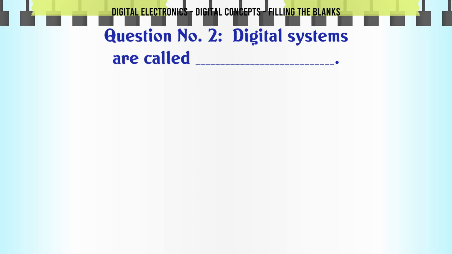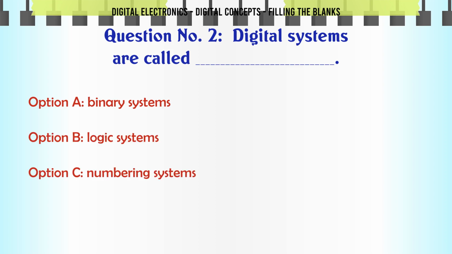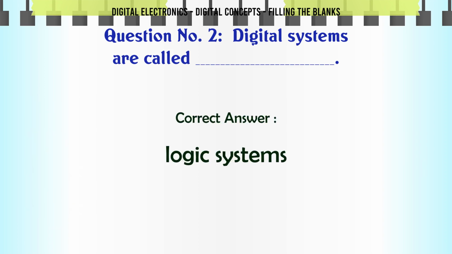Digital systems are called A. binary systems, B. logic systems, C. numbering systems, D. ADC systems. The correct answer is logic systems.